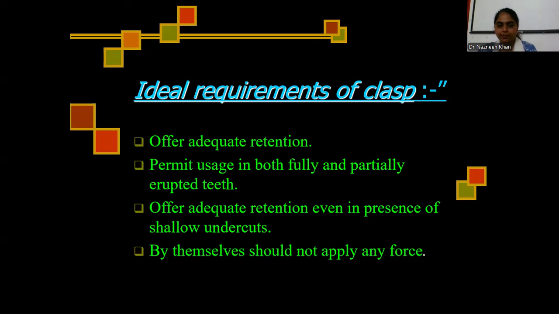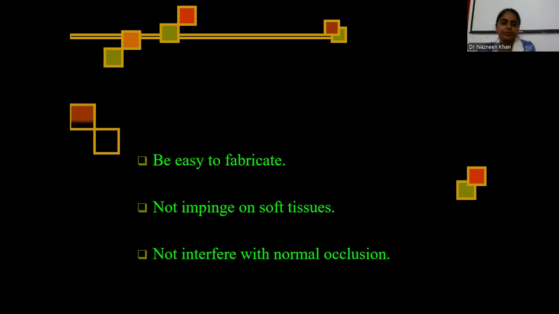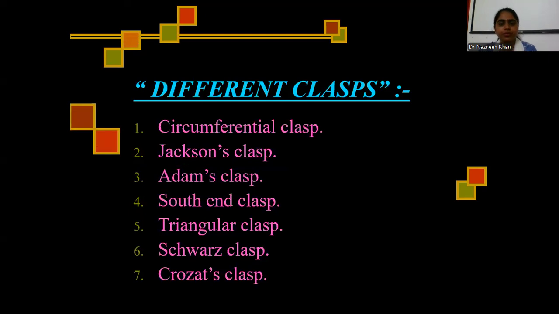Ideal requirements of a clasp: offer adequate retention, permit use in both fully and partially erupted teeth, and offer adequate retention even in the presence of shallow undercuts. The wire should not apply any undue forces. It should be easy to fabricate, not impinge on the soft tissue, and not interfere with the normal occlusion. Various types of clasps: circumferential, also known as the C clasp, Southend, Adams, and triangular.